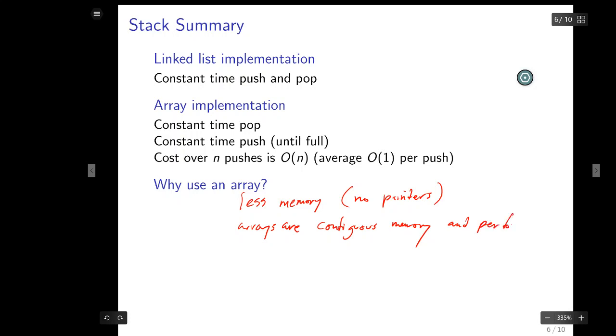Arrays are contiguous memory and perform well with caching. So if you have a huge stack, you bring in a block of memory into your cache to work on, and you will get a large part of that stack to work with. And you can pop stuff off for a long time before you get a page fault or a cache fault and have to bring something else back in. And so it's cache memory that's called.